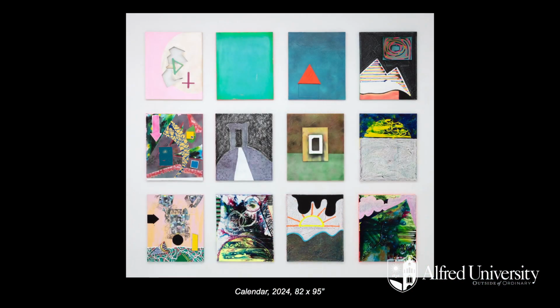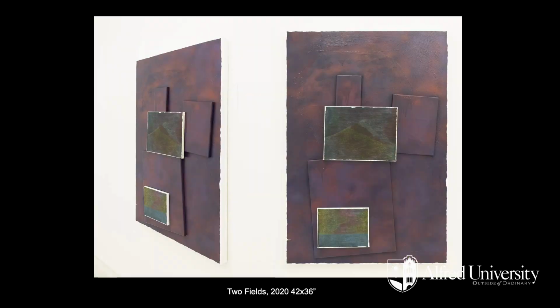I'm deeply interested in how film cuts, repeats, and sequences time. In this piece called Calendar, I was asking if a painting could operate in that way. I'm interested in the moment when painting stops pretending to be a picture and starts acknowledging that it's an object. I love that tension between image and thing.